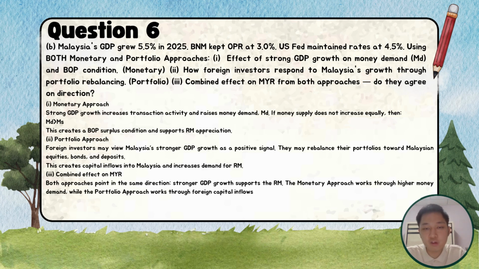Under the portfolio balance approach, foreign investors may see Malaysia's stronger GDP growth as a positive signal. As a result, they may rebalance their portfolios by buying more Malaysian equity, bonds or deposits. This brings capital inflow into Malaysia. When foreign investors buy Malaysian assets, they need ringgit Malaysia. Therefore, the demand for ringgit Malaysia increases and the ringgit Malaysia appreciates. In conclusion, both approaches give the same direction. Strong GDP growth supports the ringgit Malaysia. The monetary approach explains it through higher money demand, while the portfolio approach explains it through capital inflow.